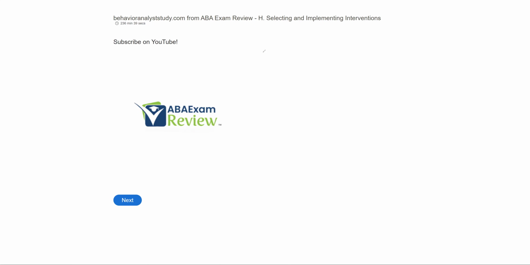Today we are covering H, selecting and implementing interventions. Based on our comments so far, H was by far the most requested area across all the comments. So we're going to focus at least one of our mini mocks on H as a whole. What we might do is go into individual task list items later, but here we're just going to go over an overview, 5 questions, all based around H.